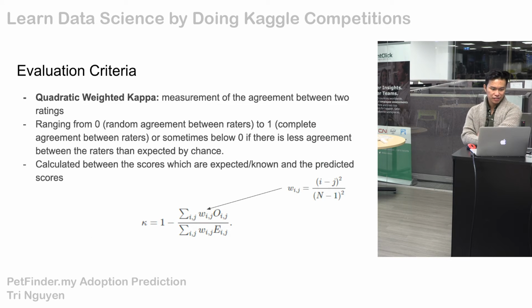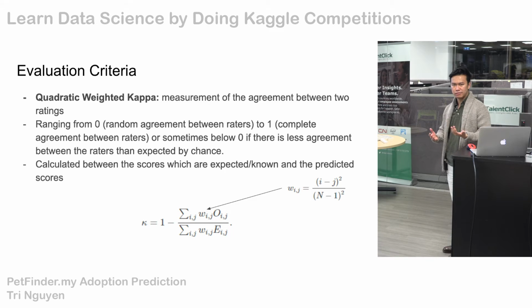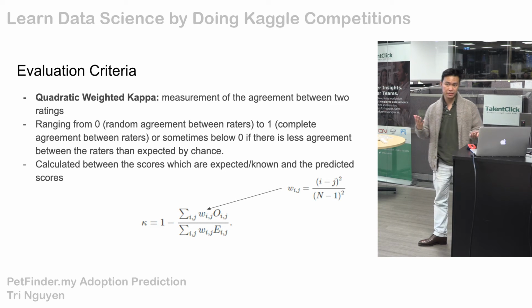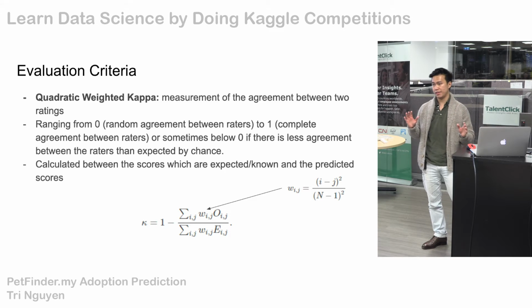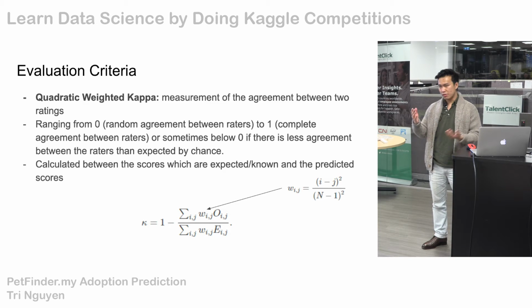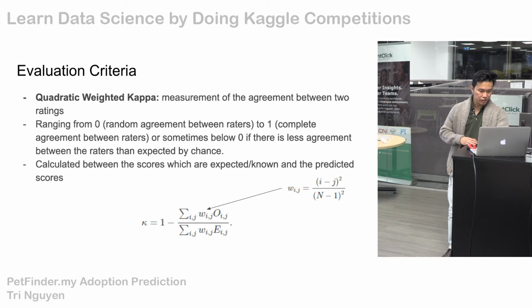Okay, so here's the evaluation criteria. They use something called the quadratic weighted kappa. I'm not going too deep into this, but basically it's a measurement of the agreement between the true labels and the predicted labels, with 0 being random agreement and 1 being complete agreement. Sometimes it can go below 0, which just means they are in complete disagreement. I will illustrate that in the next slide.